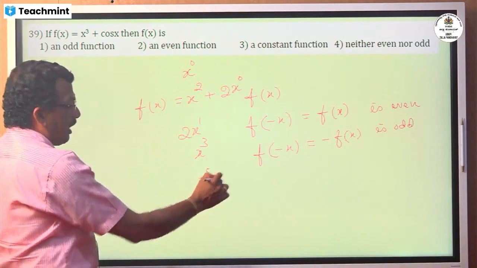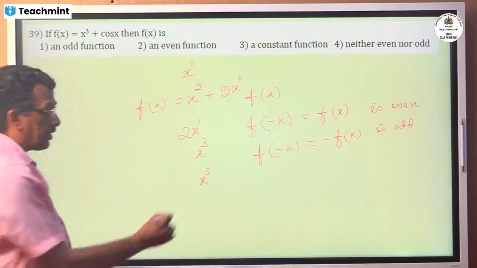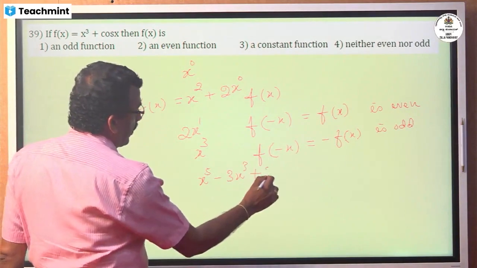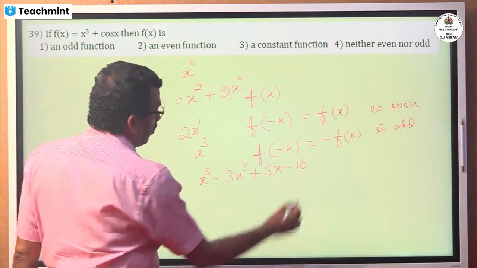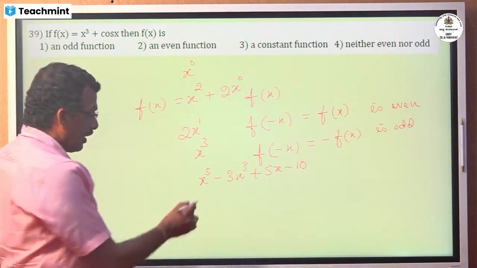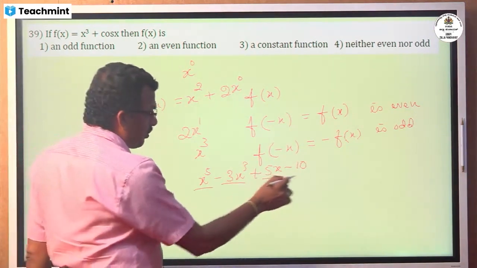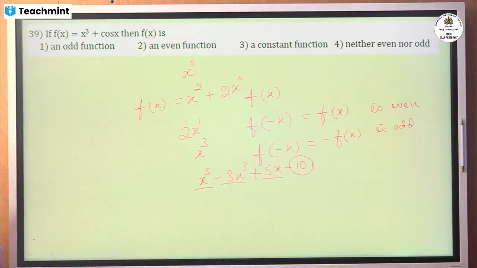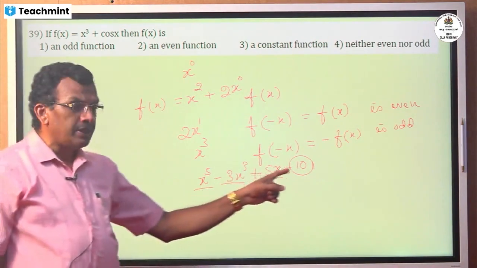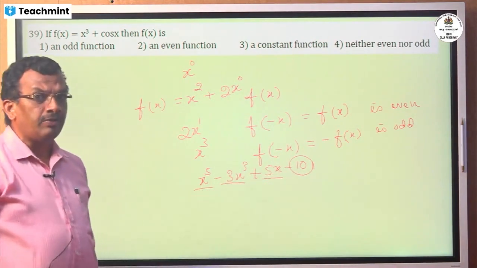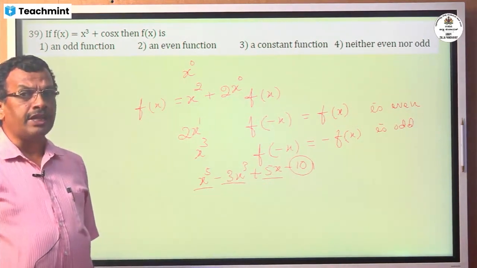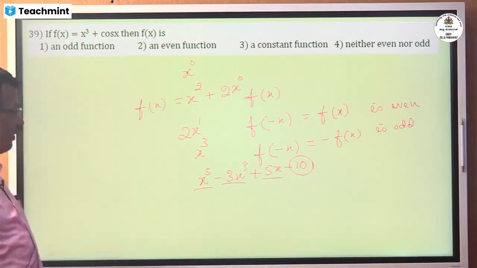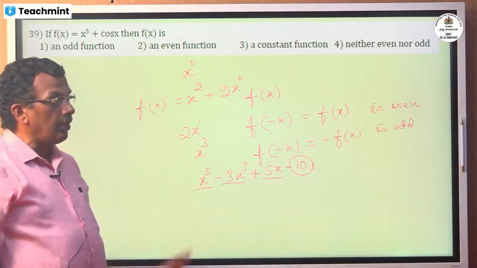It need not be just one term, it can be a polynomial. If x to the power of 5 minus 3x cube plus 5x minus 10 is given, this is odd, this is odd, this is odd, this is even. I cannot call that function an odd function because it is a mixture of odd and even. We call that one neither even nor odd. So we must check the condition.